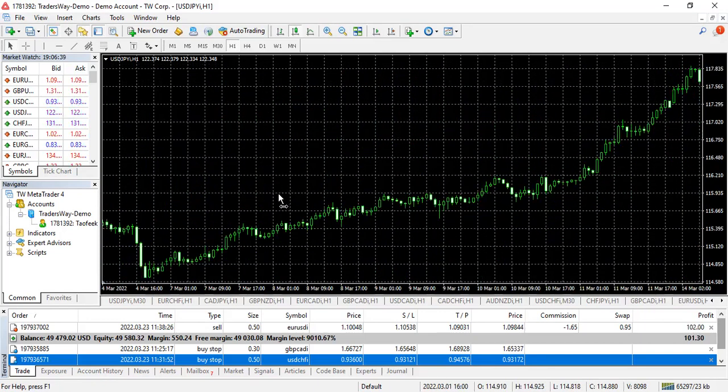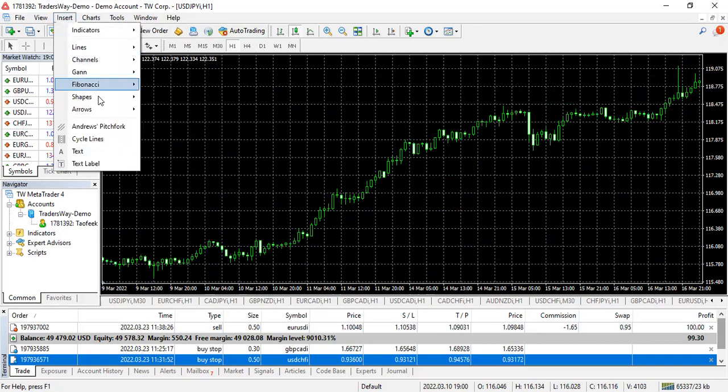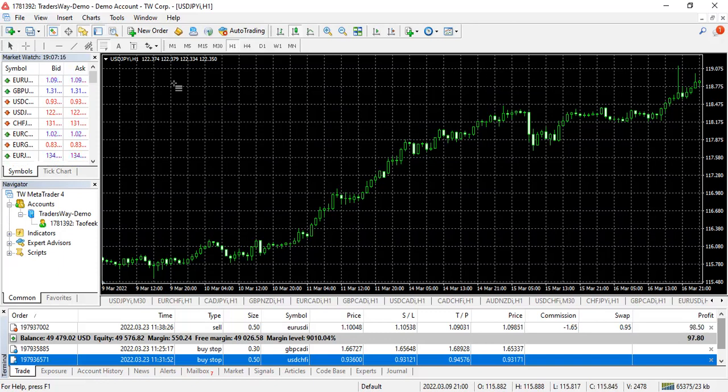So the Fibonacci level is going to help us to identify a possible point where the market is going to reverse, where there is going to be a positive reversal in the market. To plot a Fibonacci level on your MT4, you just come to Insert, then down here to Fibonacci, then Retracements. These are the two Fibonacci tools we'll be looking at, retracement and expansion. So let's start with retracements.